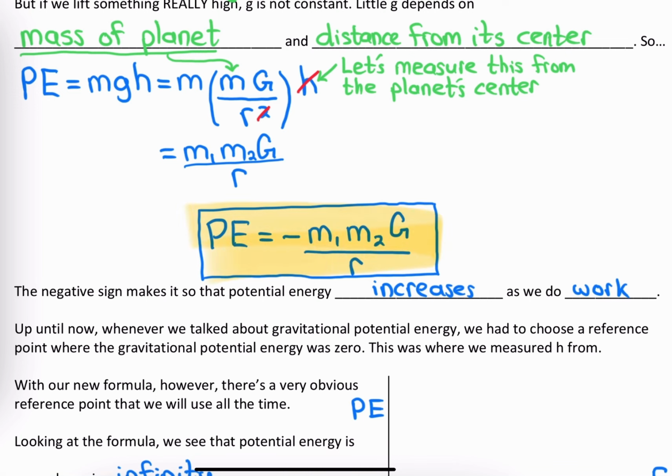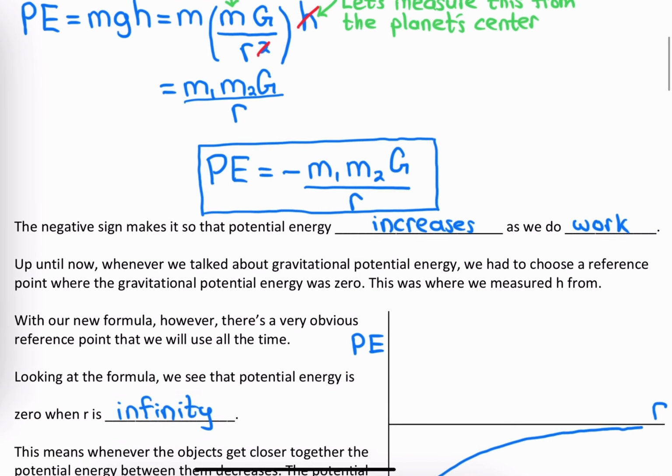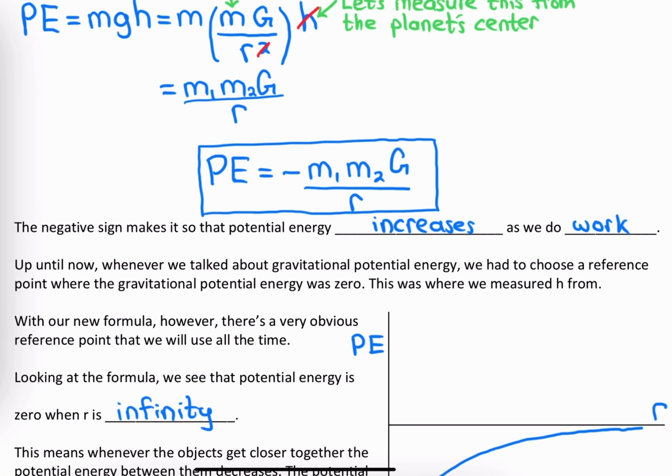A couple of things to note about this formula: potential energy is now negative. That's totally fine because it's not something that actually exists. It's just an idea. Another thing is that as R increases, as we lift something higher and higher, this number actually gets smaller. So by making it negative, we actually have a smaller negative number, meaning potential energy is going up. And how high do we have to lift this object so the potential energy goes to 0? We have to lift it to a height of infinity.